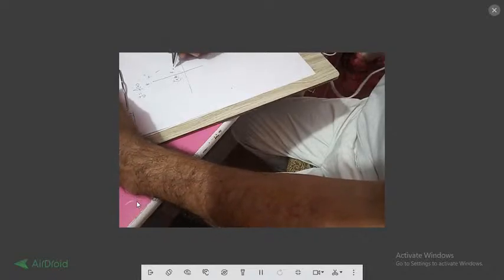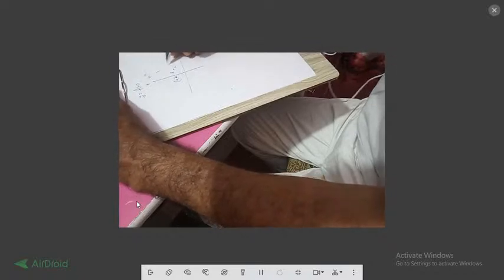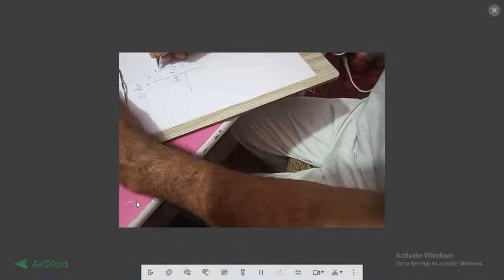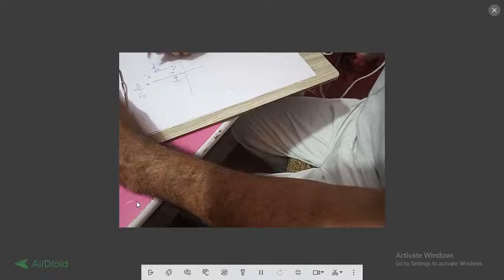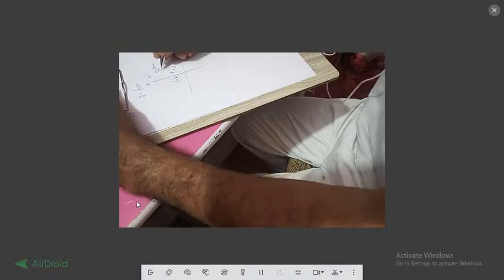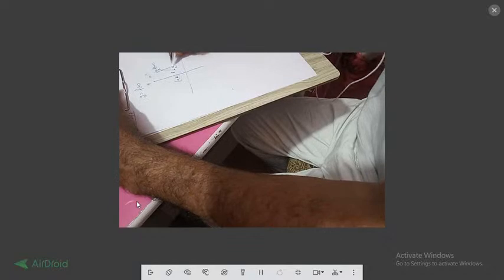So this change h also changes the function, and the coordinate of Q becomes (a plus h, f(a plus h)). This line PQ will be the chord of the arc, and this angle is 90 degrees.